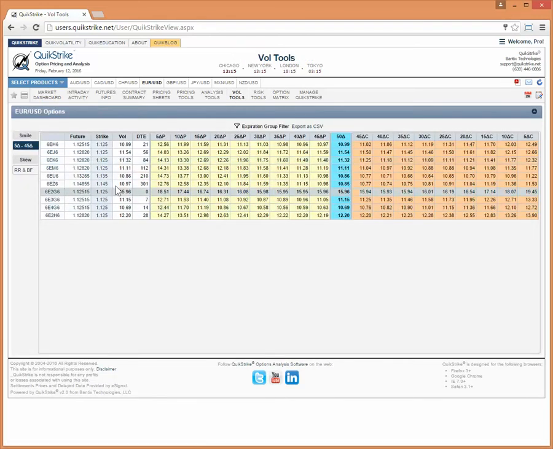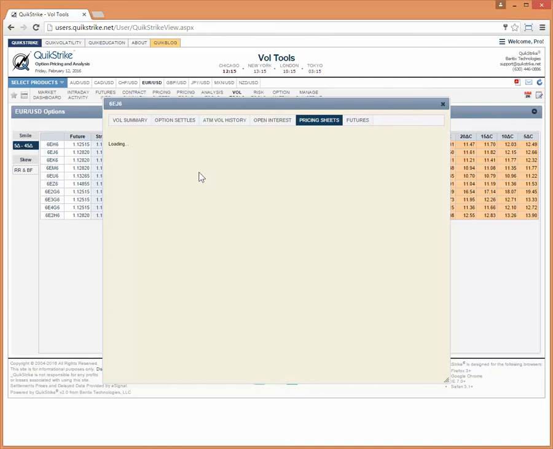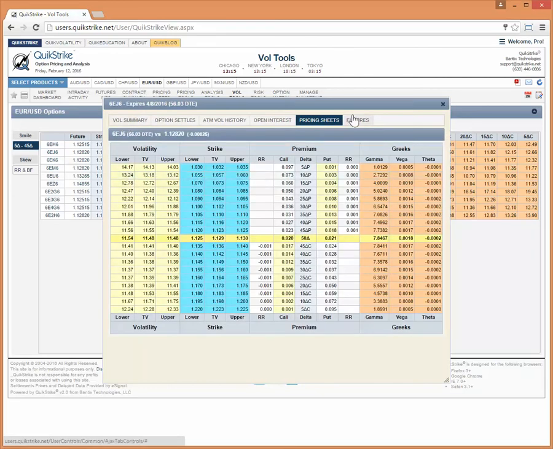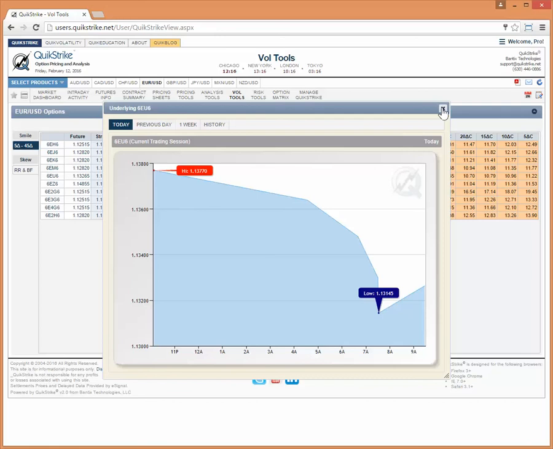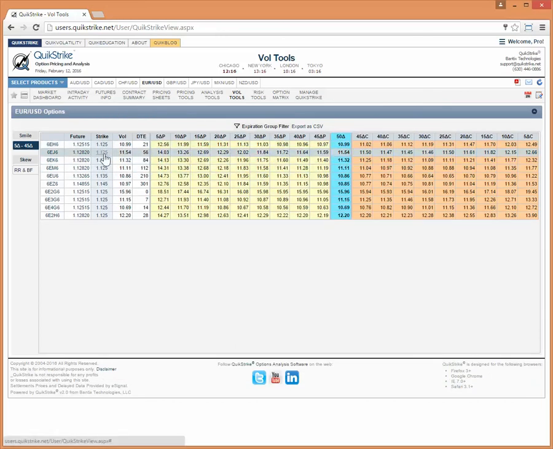So let's get started. You'll notice when you come in, some things that we'll point out again just for good measure. These option symbols are all clickable, right? So I can click on those and I'm going to get the option pop up. We'll cover that in a little bit more detail as we proceed through the demonstration. We also have the futures price clickable as well, so you can see what the underlying is doing. And we also have the strike clickable as well.